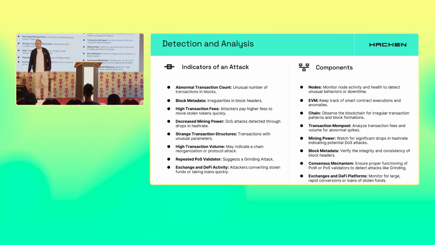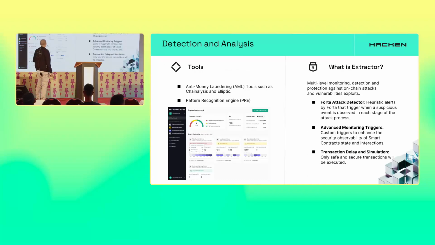And the components to take a look at: nodes, EVM, chain, transaction, mempool, mining, the mining power itself. All of these components are part of any layer 1. Well, the EVM not actually, but most of them are part of any layer 1, and anything that is wrong with these components can be an indicator that something is happening. So again, if we detect something irregular here, without being paranoid, probably something is going really wrong with the layer 1 itself where we are operating, or layer 2, or layer 0 itself.